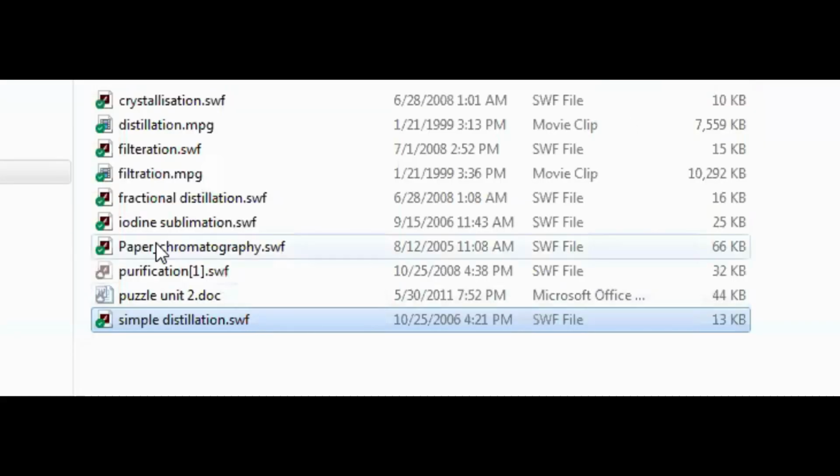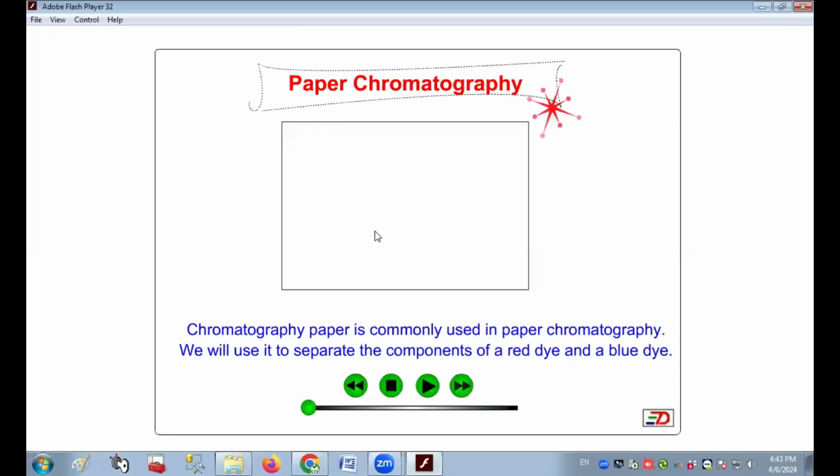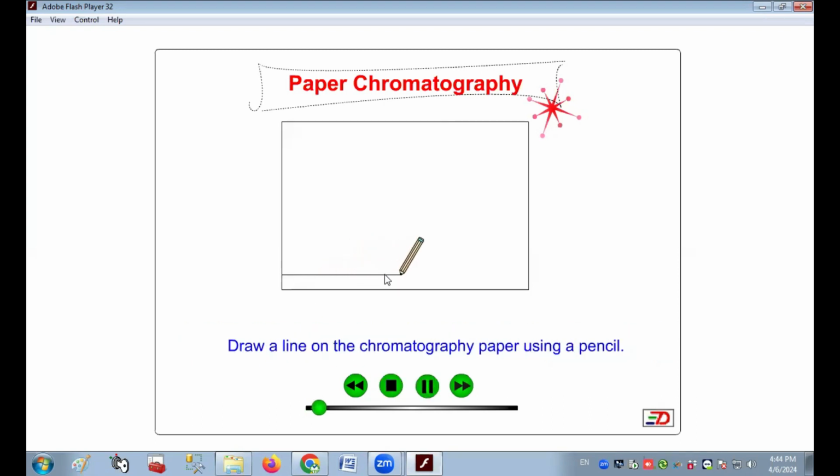Now the next one is paper chromatography. When we have different dyes and we have to separate them, especially ink or food dye, we use paper chromatography. How do we do it? We need a paper, that is, filter paper or chromatography paper. Then we draw a line in pencil. Now we put crosses where we have to put the spots of our mixture, dye or food color.